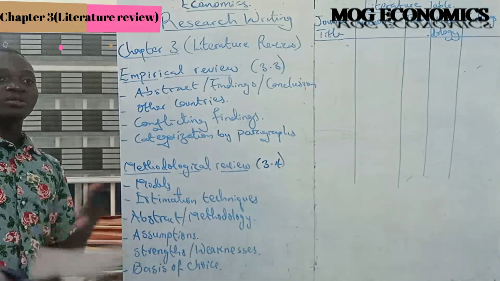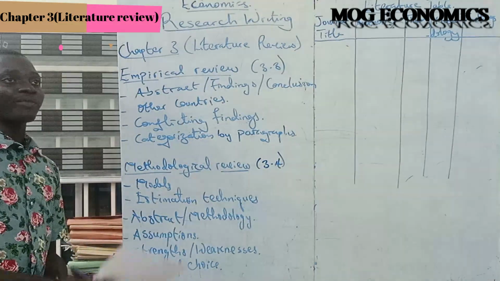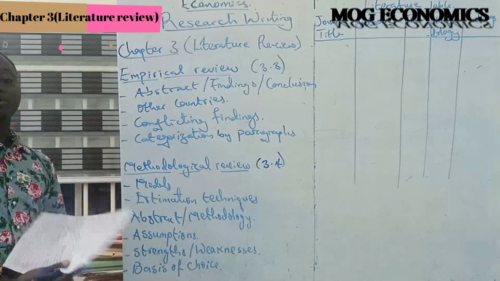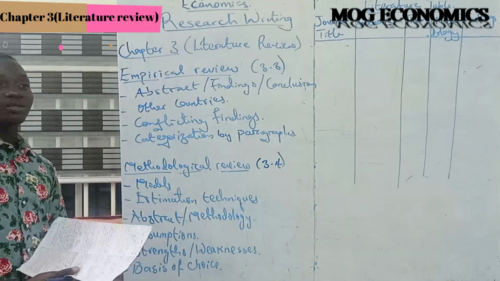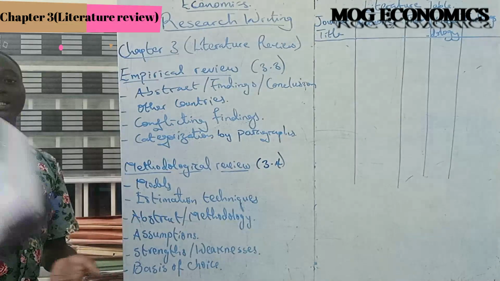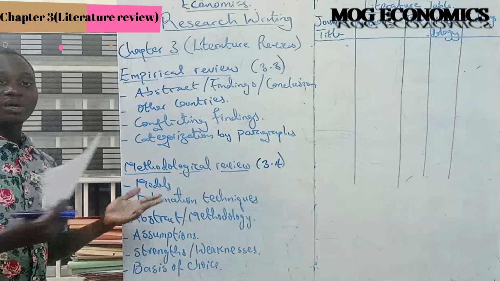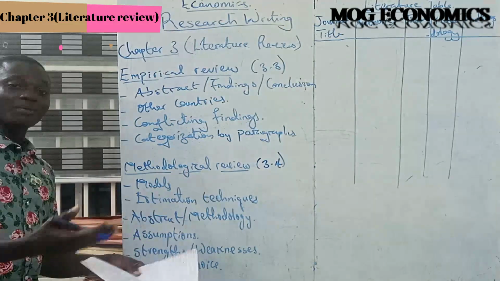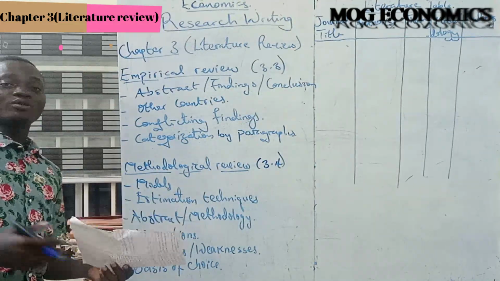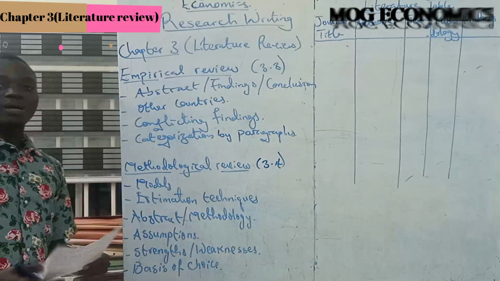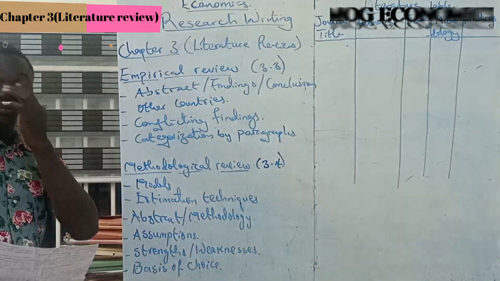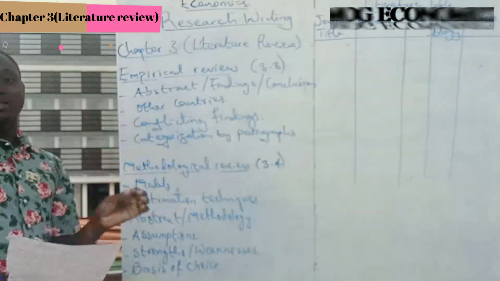Okay, this person used multiple linear regression. This person used autoregressive distributed lag, which is ARDL. This person used this, this person used that. Okay, so how do you know about the methodology? You also, from the abstract, you will see it, and from there you go down to the methodology part of the journal. So just go down, maybe whatever page it is on.